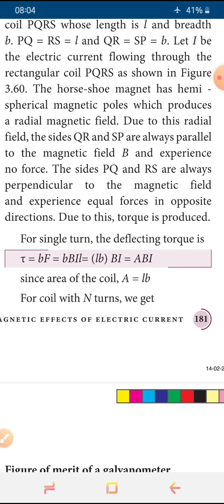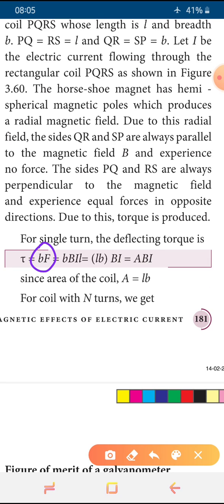At the beginning we discussed the rectangular loop with a number of turns of copper coil. But for calculation purposes we are considering only one turn of the coil. Then the equation becomes: the torque tau is equal to B into F. What is B? B is the perpendicular distance between the two forces. We have studied this in 10th and in some topics of 11th.